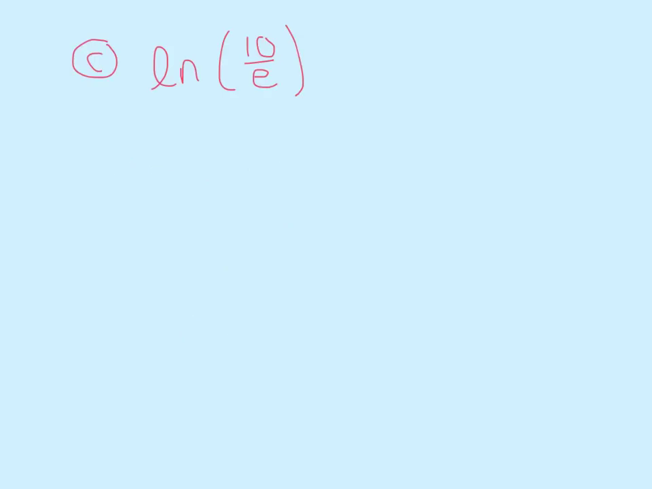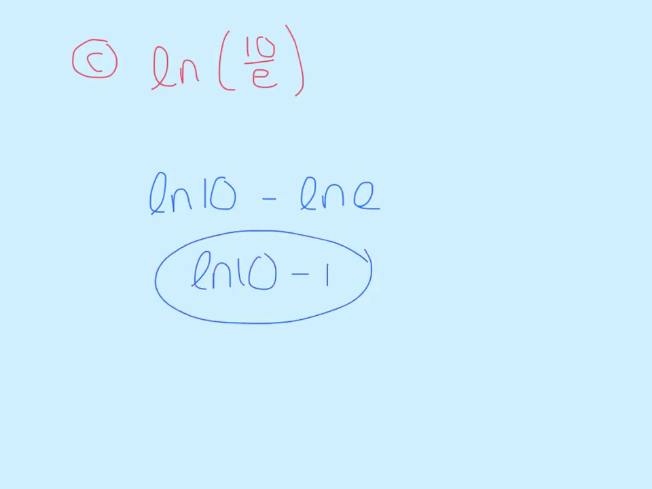All right, here's the third part of our examples. So remember, when we have the quotient, we break it up through subtraction. So we have ln 10 minus ln e. Okay, that's an L and that's an E. They are inverses, so this reduces to 1. Our answer is ln 10 minus 1.